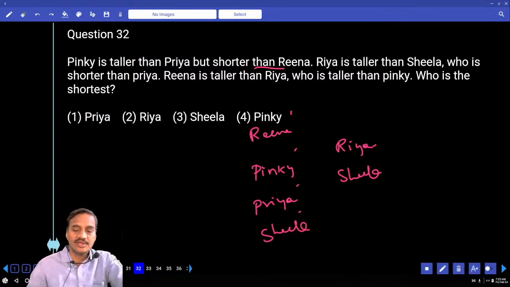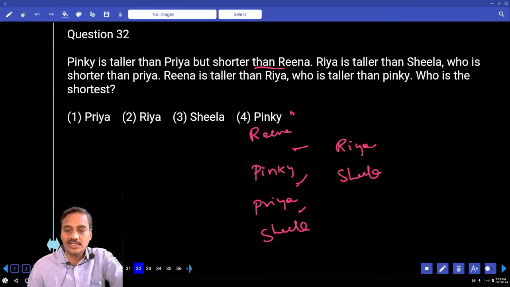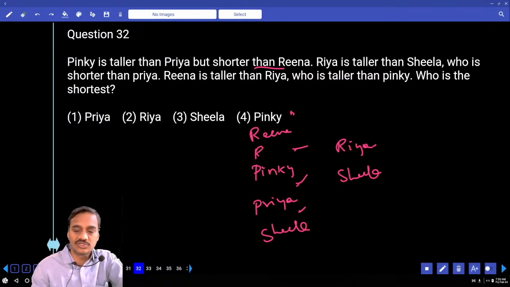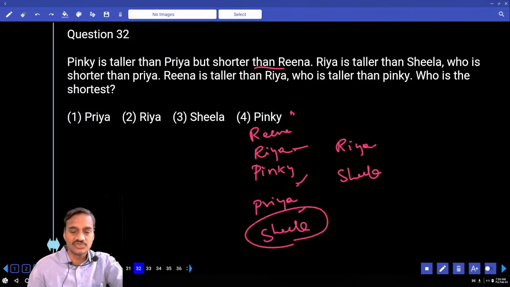known. And Reena is taller than Ria. Now Reena is taller than whom? Ria. Reena is taller than Ria. Hence Ria can be here, can be here, can be here. And Ria is taller than Pinky. Hence this is the order. Who is the shortest here? Sheila is the shortest. And Sheila, that is choice 3, question number 32.